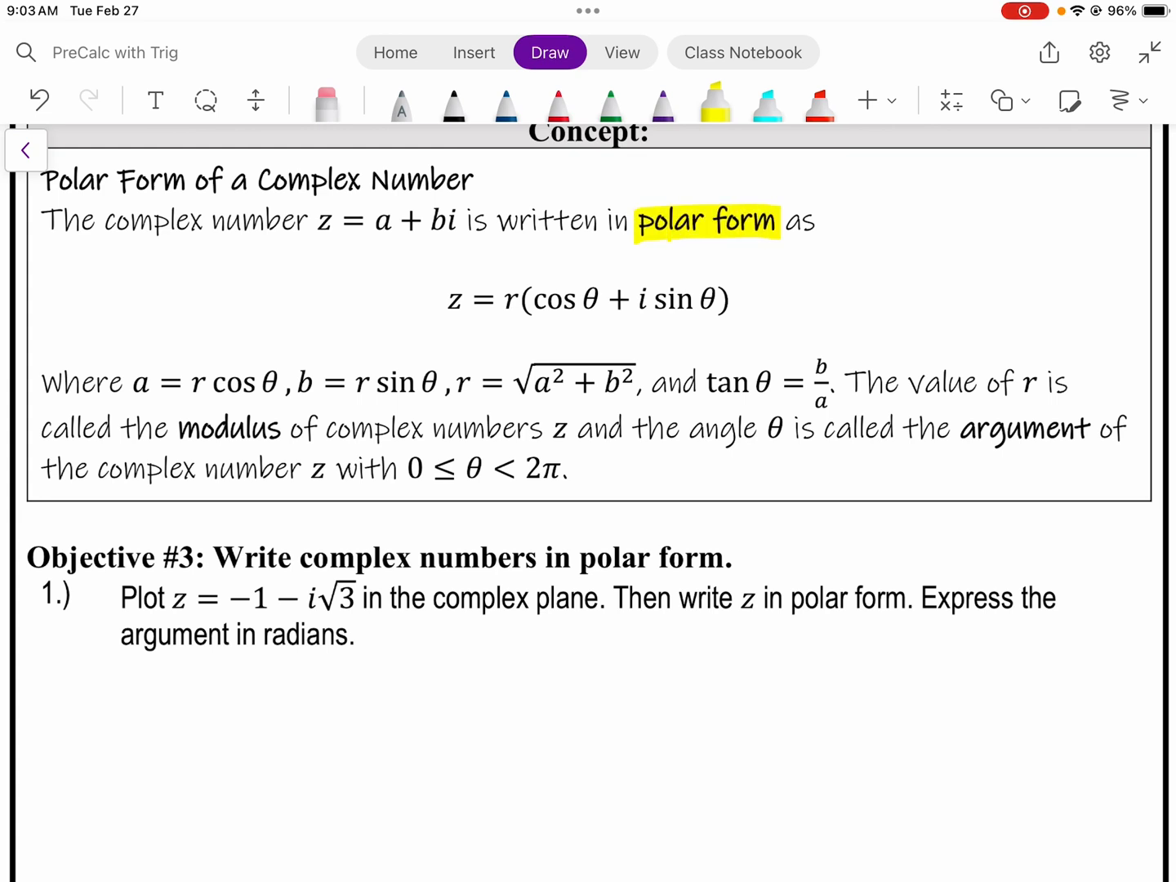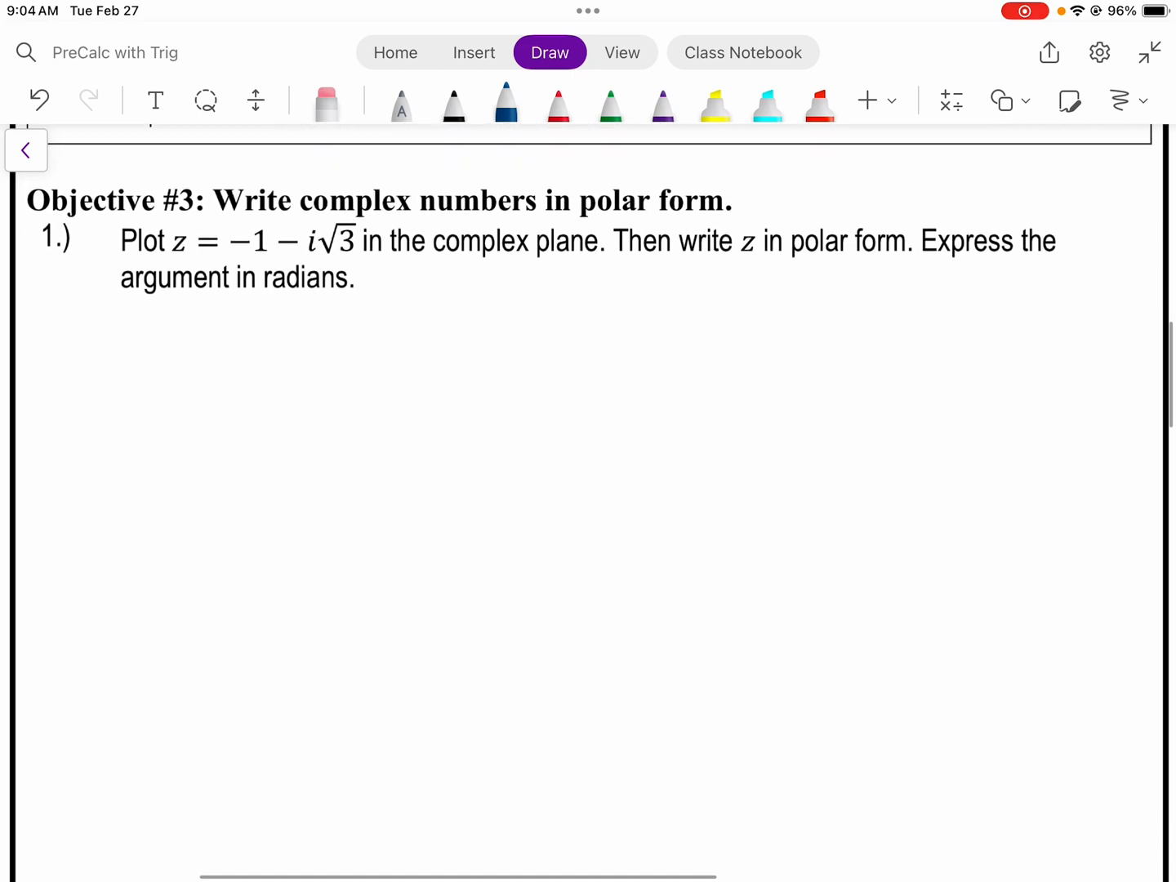And actually what we're going to be doing today is going back and forth between this form and that form. Right? And the two equations that I really need you to focus on are R and tangent of theta, at least for objective 3. All right, so let's go ahead and answer the first question. We'll go back to those in just a minute.